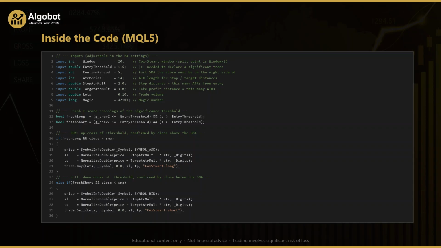Below the inputs are the two Boolean flags that detect a fresh crossing. Fresh long is true when the previous z-score was at or below the threshold and the new z-score is above it.